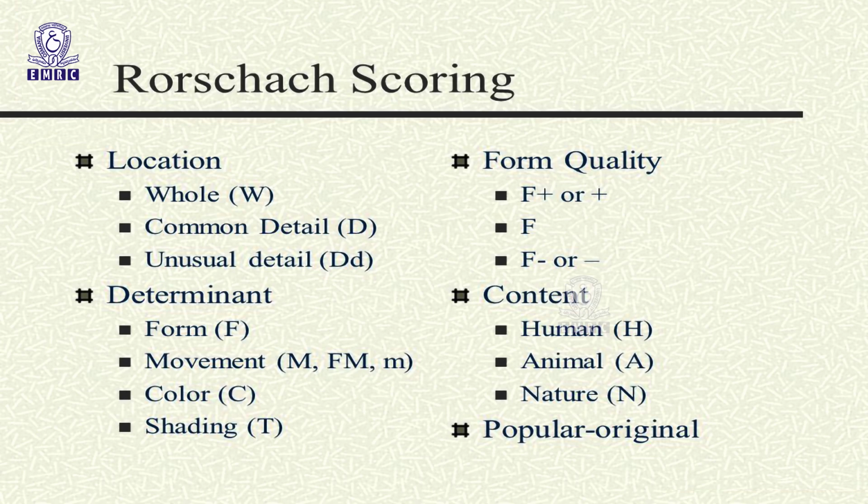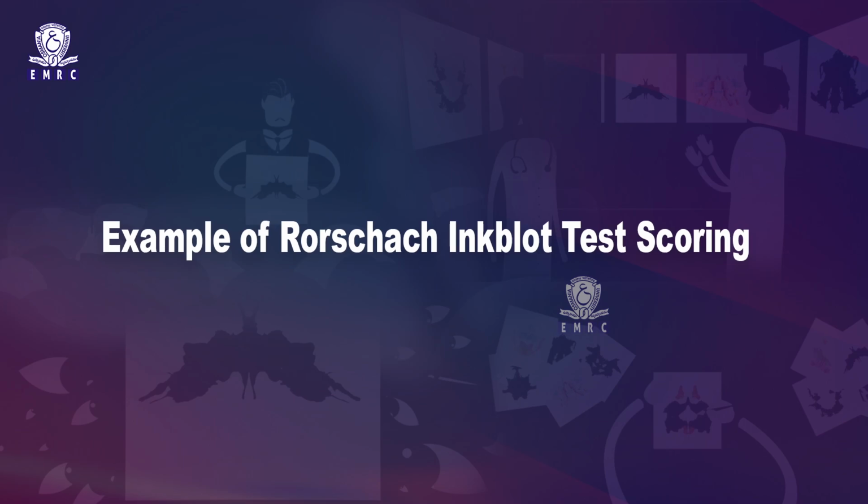This figure shows the types of Rorschach ink blot test scoring, that is, location. Under location, whole, common details and unusual details are being studied. Under determinant, form, movement, color and shading are being scored. Under form quality, F plus or plus, F minus or minus are scored. Under content, human, animal and nature are being scored, and popular and original images or responses are being scored separately. Example of Rorschach ink blot test scoring.